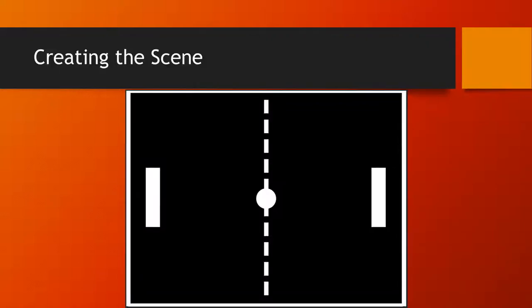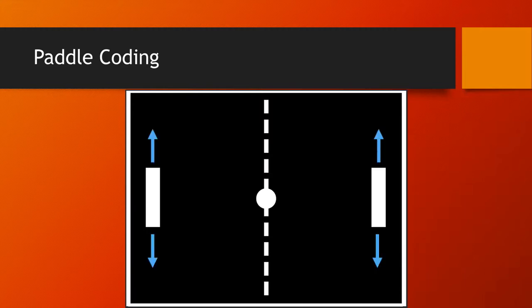So once we get our scene created, we can move on to actually setting up the interaction in the game. First off, we're going to start with the paddle coding. When you think about it, you have to define what exactly our movement is going to be. In our case, the paddle is going to move up and down. Eventually, we'll get to the ball, where the ball is going to be able to move left and right and bounce off the paddle as well. So let's get started.